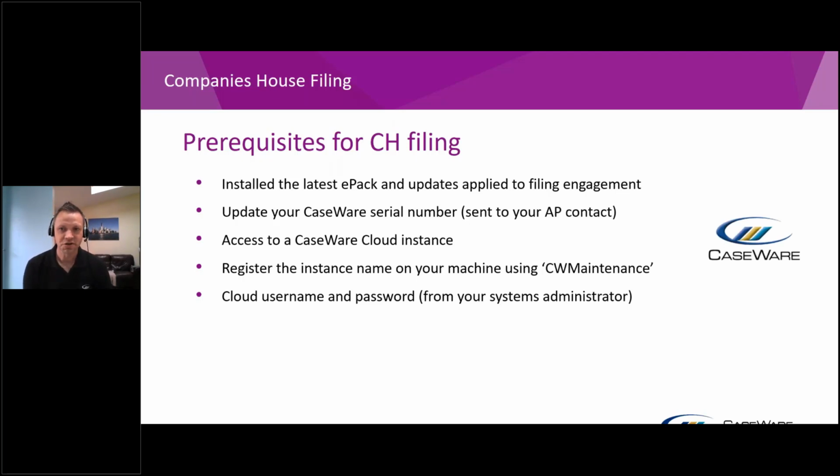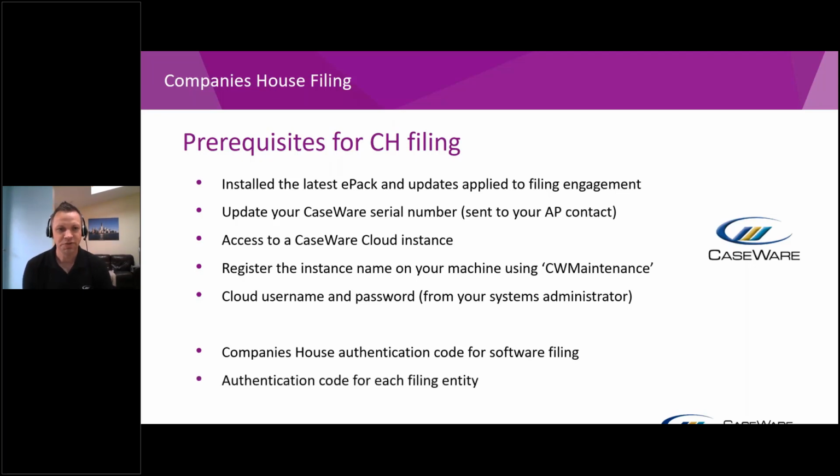So all of those bullet points are kind of CaseWare related. But there's a couple of other steps that you need. You'll need a Companies House authentication code for software filing. That will be obtained purely from Companies House. There's nothing that we can do in order to obtain that for you. Each filing entity will need their own authentication code, so please contact Companies House for yours.